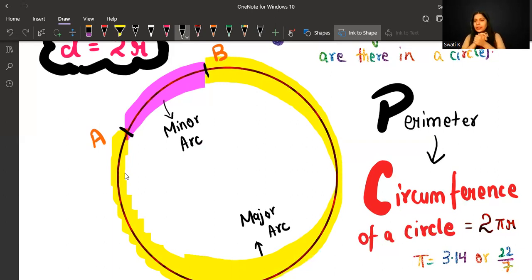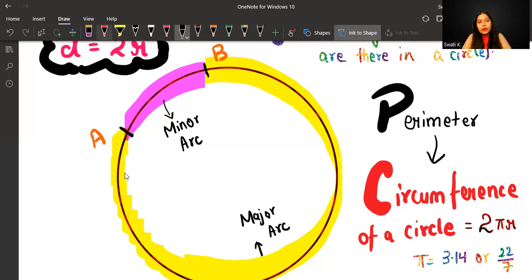Now let us go to the next part. Okay, so minor arc, major arc, I hope it is clear. Basically, an arc is just a part of the circumference of a circle, but because we have two arcs here, the arc AB, the small part, and the arc AB that is bigger, that is also an arc. That is why it is called major arc, and that is called minor arc.